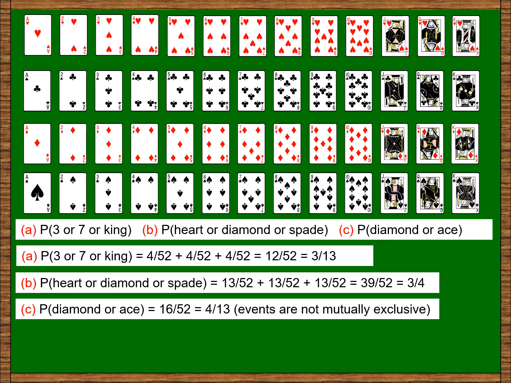However, the ace of diamonds is both a diamond and an ace. So by using the rule, we're counting that ace twice. We're counting it in the 4 aces, but we're also counting it in the 13 diamonds. So in fact, there are not 17 out of 52 cards that abide by this rule that we're looking for. There are only 16 out of 52, which is 4 out of 13. And the rule hasn't worked because the events are not mutually exclusive. Again, do not worry about this now.